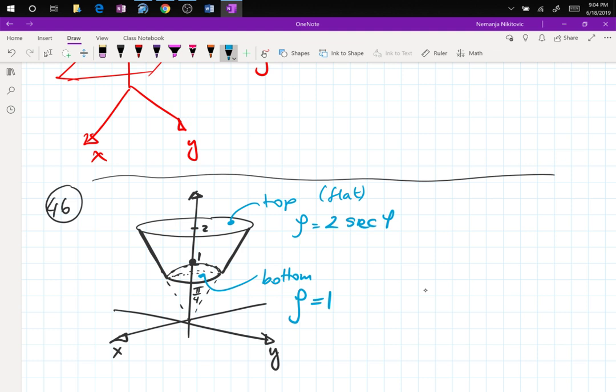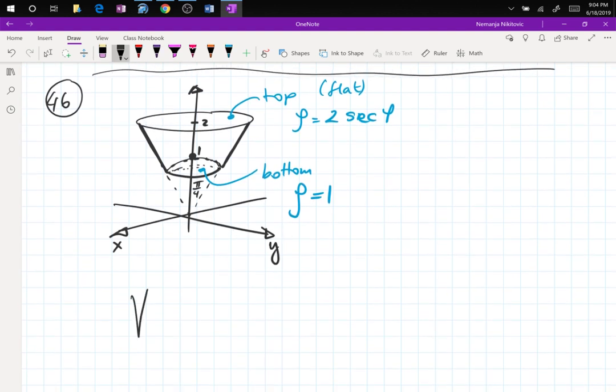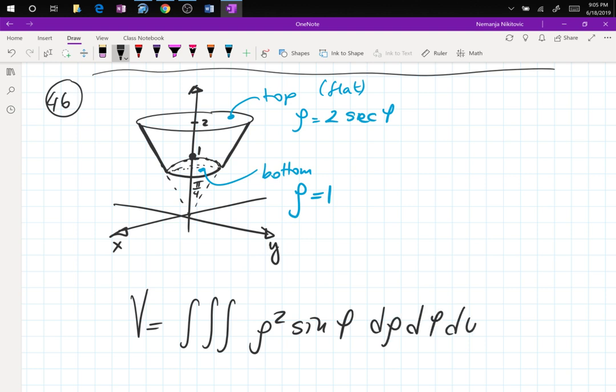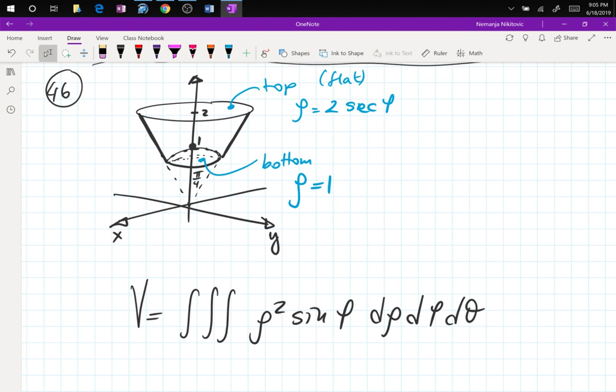And now we are supposed to set up the integral. So to find the volume of this, we set up our triple integral. We have our rho squared sine phi d rho d phi d theta. The object is full round on theta, so 0 to 2 pi on the edges. The angle of pi over 4 is given to us for the phi limits, 0 to pi over 4, and then for rho, the bottom is 1 and the top is 2 secant phi.